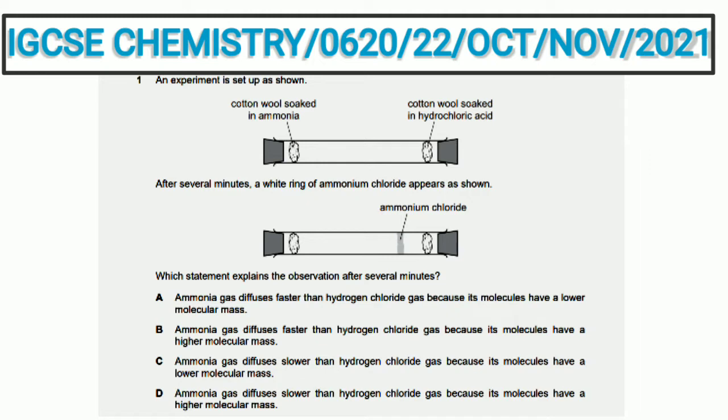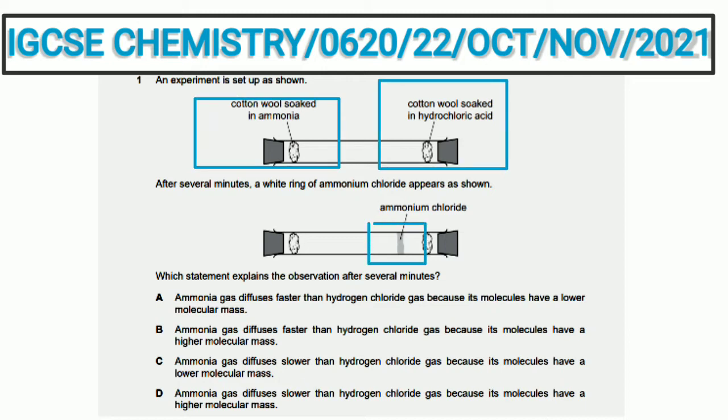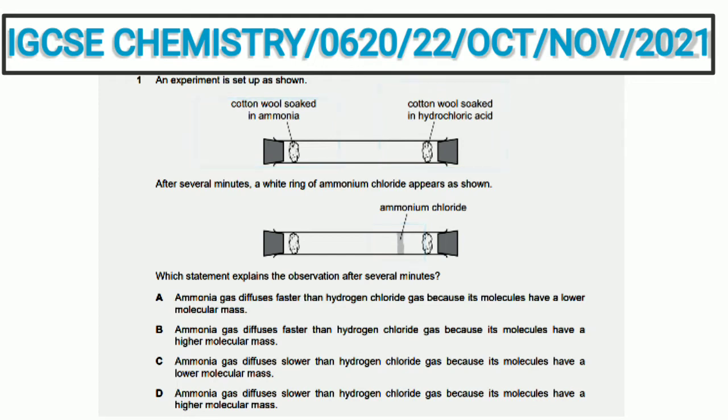An experiment is set up as shown. There is a tube which has cotton wool soaked in ammonia on the left-hand side and cotton wool soaked in hydrochloric acid on the right-hand side. After several minutes, a white ring of ammonium chloride appears as shown in the figure. Which statement explains the observation after several minutes?